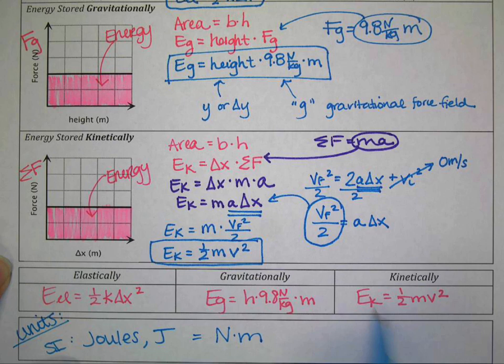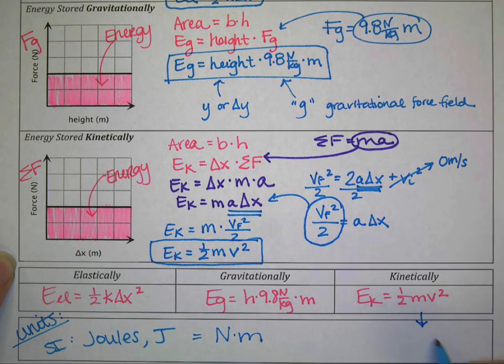Additionally, you might be thinking, how does kinetically stored energy, a mass times a velocity squared, get you a newton meter? This would get you kilograms times meters squared over seconds squared. If we remember what a Newton is really equal to, a Newton is equal to kilograms times meter over second squared. So therefore, a kilogram meter squared over second squared would be equal to a Newton meter. You have one extra meter in that unit.